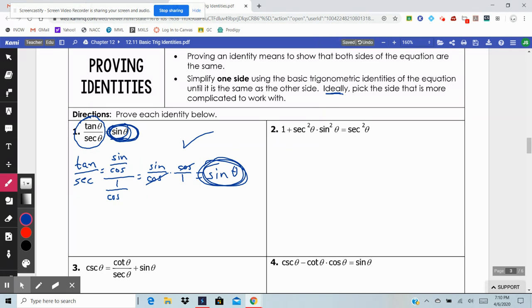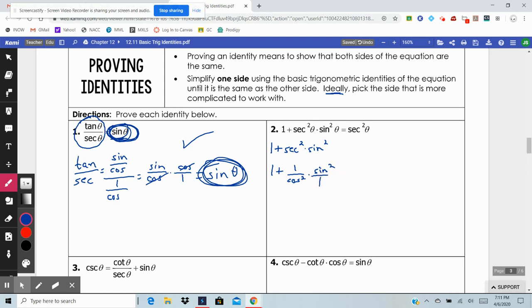The second one, 1 plus secant squared times sine squared. We want to prove that that is secant squared. Well, how are we going to do that? Let me erase that. Well, first off, let's pick our complicated side. 1 plus secant squared times the sine squared. That looks so much sloppier than the other side. And let's clean it up. I know that secant I can turn into cosine stuff. So secant squared is 1 over cosine squared. And sine squared I'm going to leave.